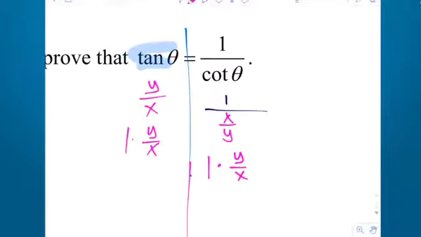Are we done with the proof there? Yes. Do the bottom lines, are they exactly the same? Yes. So again, it doesn't matter as long as the bottom lines are the same.